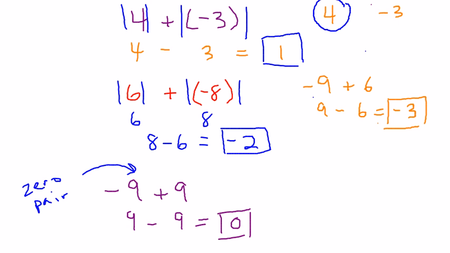Okay, let's try negative 15 plus 18. The absolute value of negative 15 is 15. The absolute value of 18 is 18. When I subtract the smallest from the largest, 18 minus 15 is 3. And our final answer will be positive because positive 18 has a greater absolute value than negative 15.